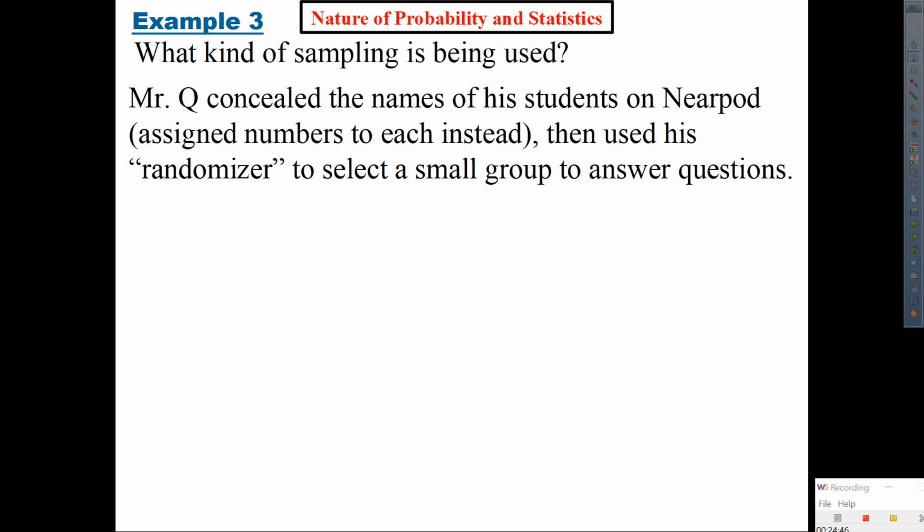All right, type of sampling, Val. Random sampling, hands if you agree with that. Yes, and obviously also it says randomizer, yes? Yeah. All right. Copy that. I got one more after that. And here goes the last one.